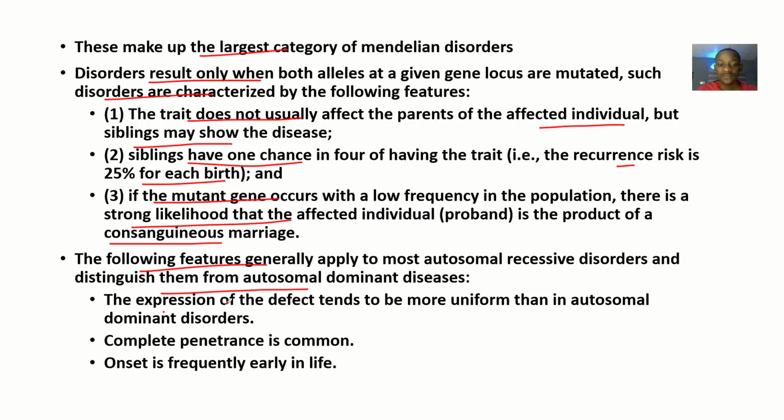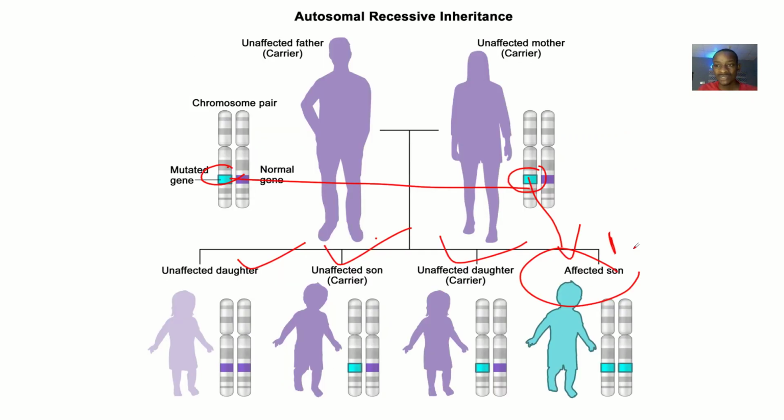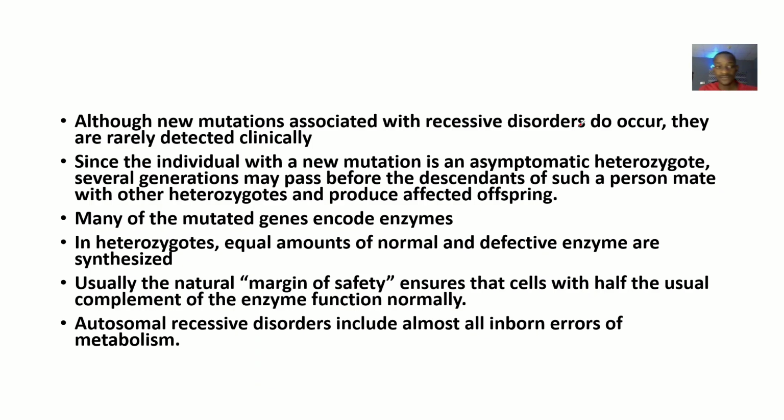That one is much more risky than the autosomal recessive. So now the characteristics of these autosomal recessive disorders include: expression of the defect tends to be more uniform than in autosomal dominant disorders. Right? It's more uniform. Complete penetrance is common. Onset is frequently early. If a child has this, that means what? The child generally just inherited a mutated gene. Okay? The full mutated gene, half from the dad, half from the mom. So it will manifest early in life.